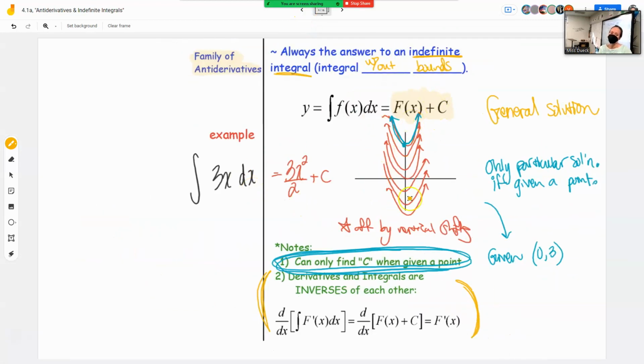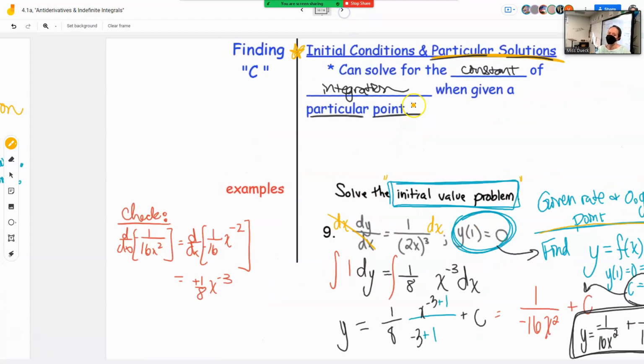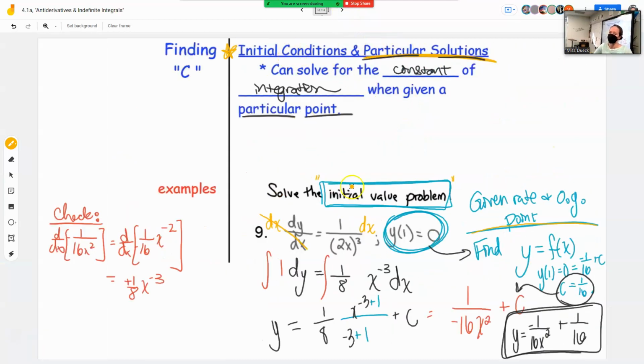It's all of them. It's the whole family, unless we're given a point. And if we're given a point, the terminology changes. They start saying stuff like an initial value problem or a particular solution. They've given me something else.